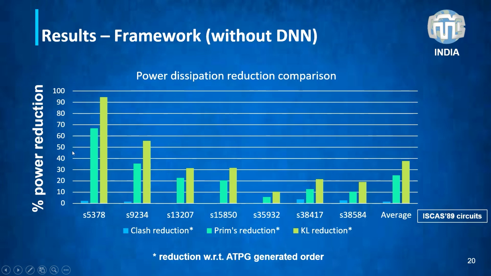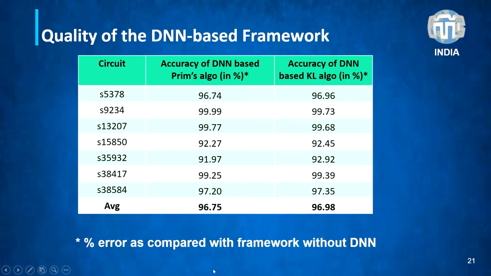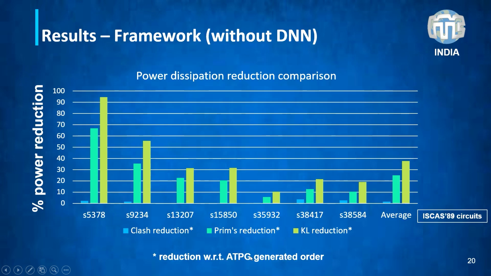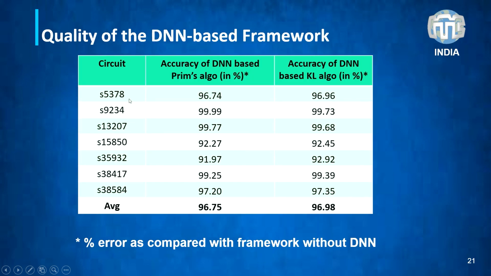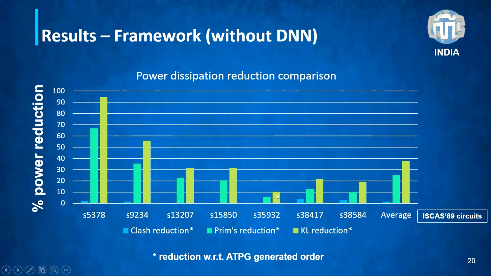And if you observe, the results are very promising. The blue bar here is the class-based reduction, the green bar here is Prim's algorithm reduction, and the KL algorithm reduction is the yellow bar. For each of the circuits you can see that the KL reduction is much more than the class-based reduction. These reductions are with respect to the ATPG generated order. This was the framework without the DNN, so we have not utilized the DNN to get this result.